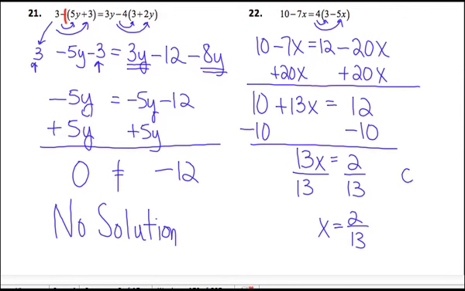Not enough room to check this. I may come back and make another clip here, but you really should check the value of 2/13 in the original equation to see if it works.